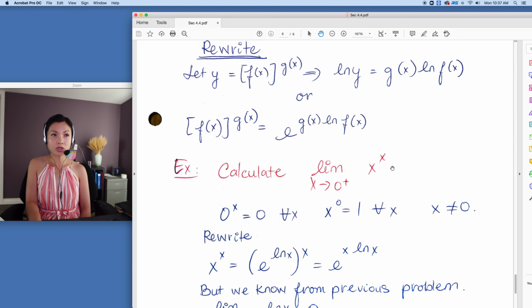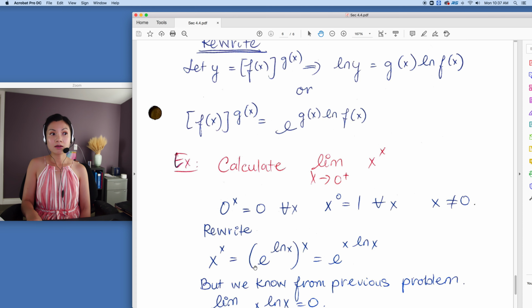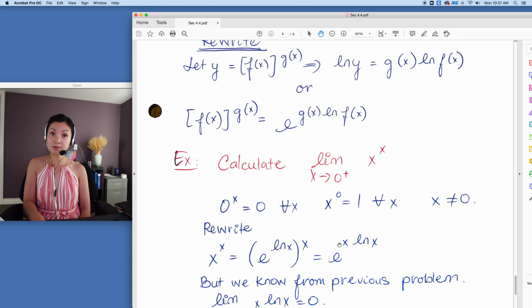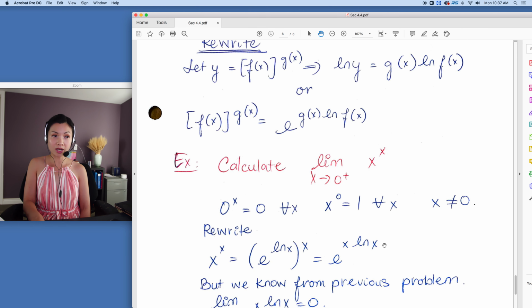I want to rewrite my original function. So instead of x to the x power, I'm going to put e to the ln. Notice that e to the ln cancel out here. Okay? But we're going to keep it that way. And then we rearrange it so we get e to the x times ln x.